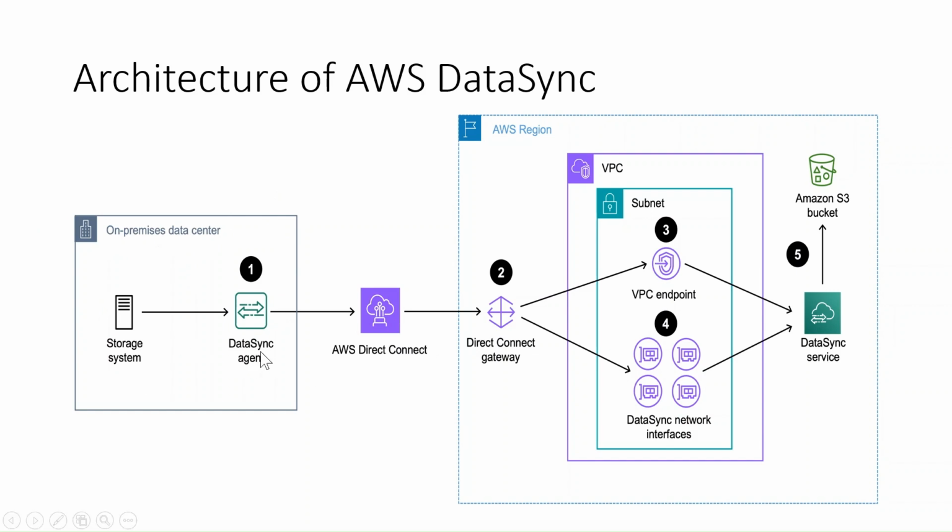and this is the AWS DataSync agent. So this is the software deployed in your on-premises data center to manage and facilitate the transfer of the data to AWS. So it will help to connect to your local storage system and read the data to be transferred.